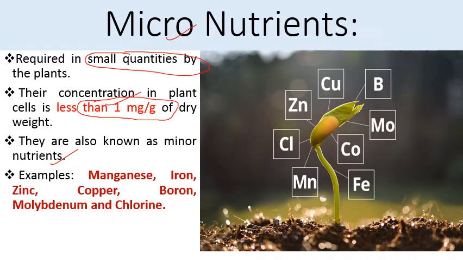For example, we have manganese, iron, zinc, copper, boron, molybdenum, and chlorine. So these are the nutrients which are considered as micronutrients. The next category of classification of these nutrients is on the basis of mobility in the soil. So how mobile these elements are in the soil. This is the next criteria for classification of these nutrients.